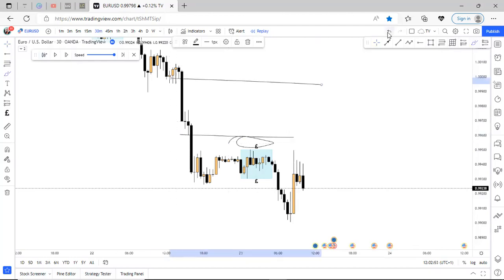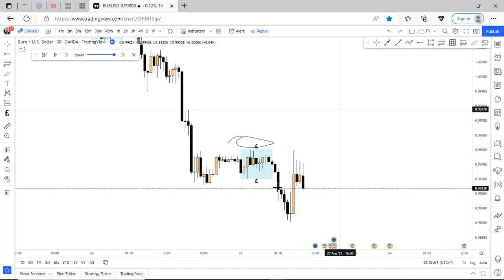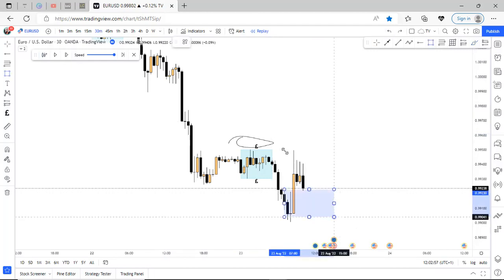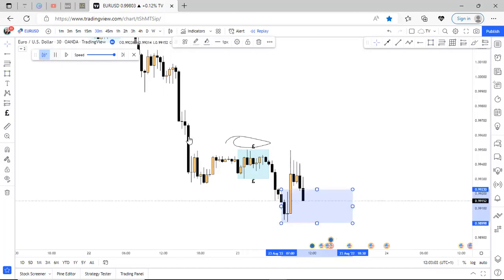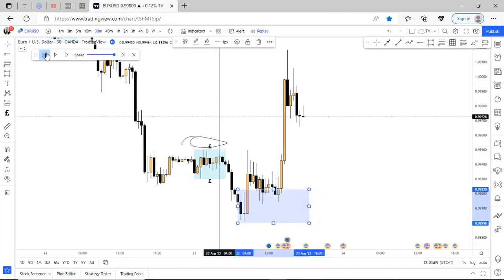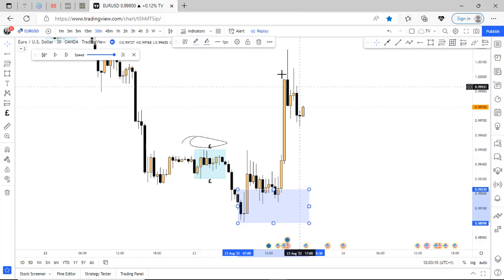And as you can see, just right here, I was able to look for confirmations. I got into a buy right here, and price moved all the way up. And as you can see, the Asian range high liquidity was cleared out with this candle.